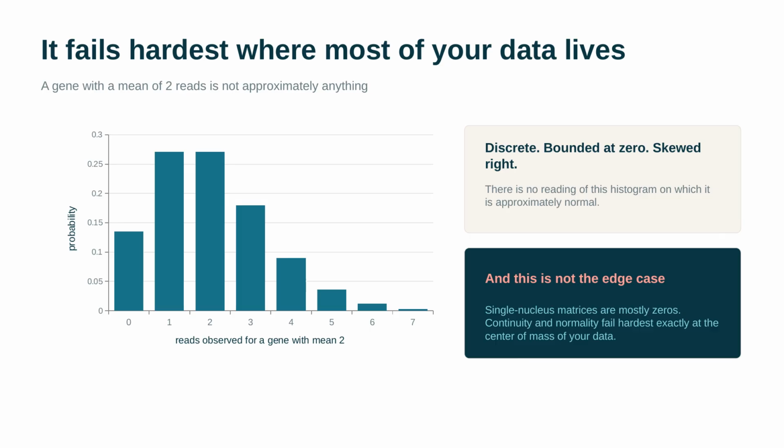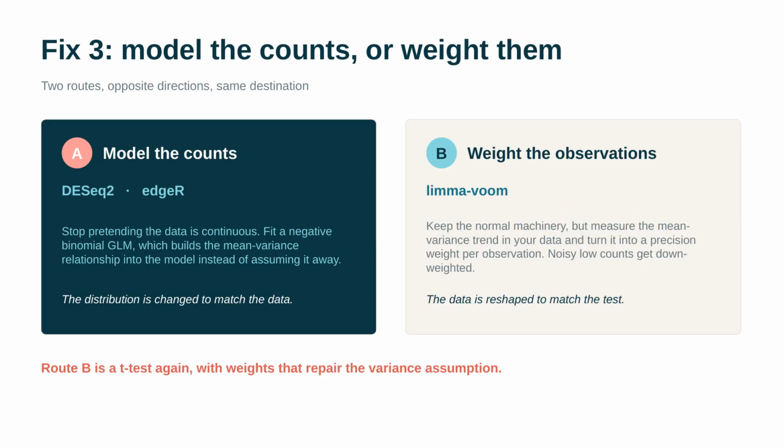And single nucleus data lives here. Most entries in the matrix are 0. So the t-test's continuity assumption and its normality assumption both fail hardest exactly where most of your data sits. Not at the edge. At the center of mass. 2 fixes, and they take opposite routes to the same place.